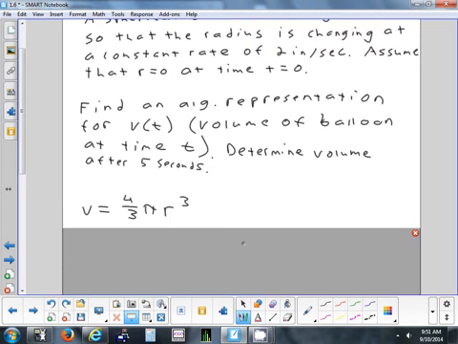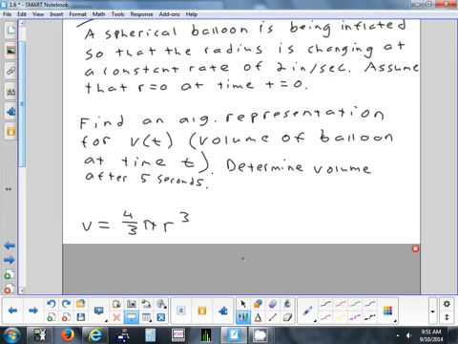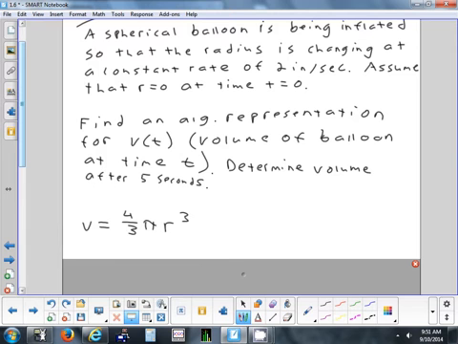Okay, next thing I want to do is come up with a formula for my radius. My radius as a function of time. So my radius is increasing at 2 inches per second. So how would I calculate my radius if I know the time? What would be the formula? Yeah? 2t. The radius as a function of time is 2t. So 5 seconds, 5 times 2, my radius is 10. Any questions on that?